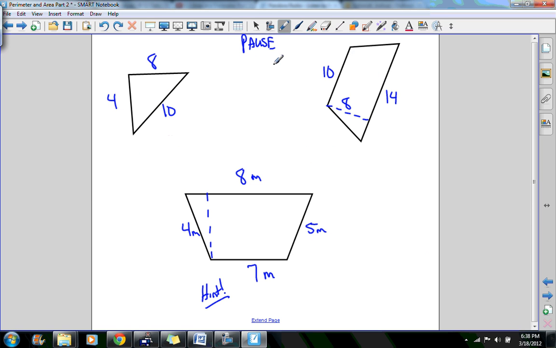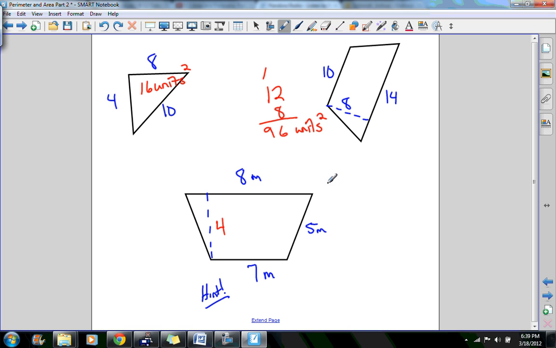All right. Pause. Try to give this one a try. Oh, by the way, sorry, this is miswritten. This should be 4 here. Okay. Let's see how we did. This triangle here, 4 times 8 is 32. 32 divided by 2 is 16 square units. Here, the average of these two bases is 12. 12 times 8 is going to be 96 square units.